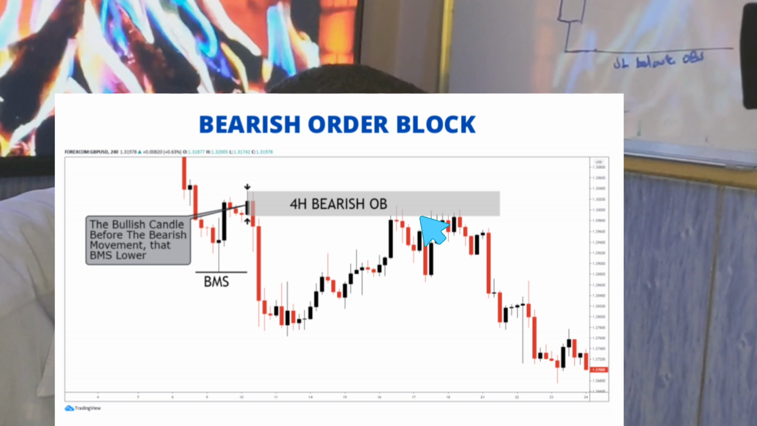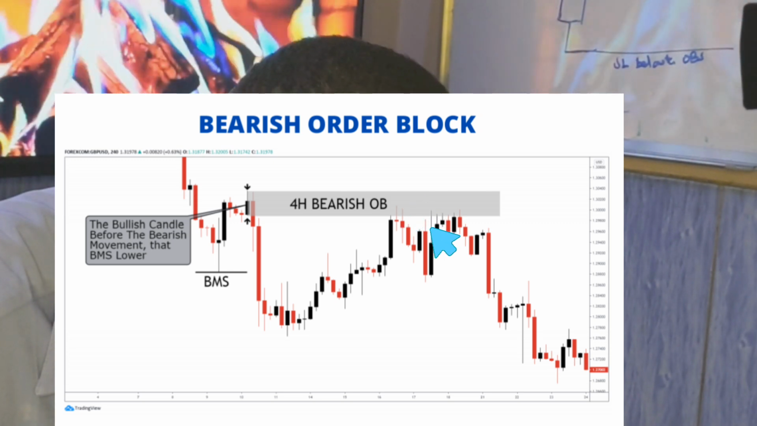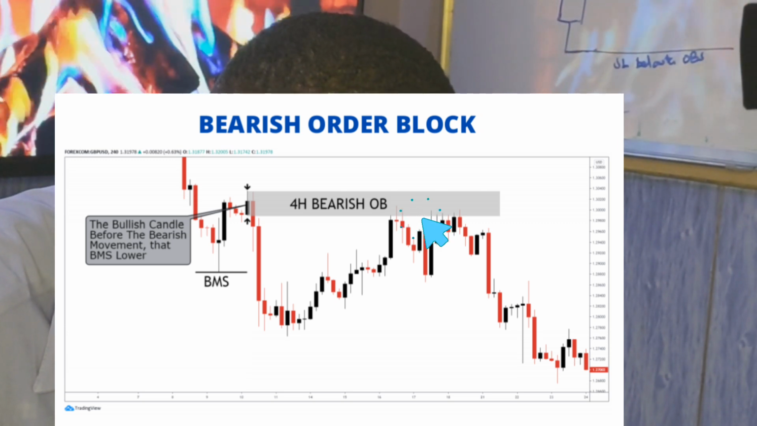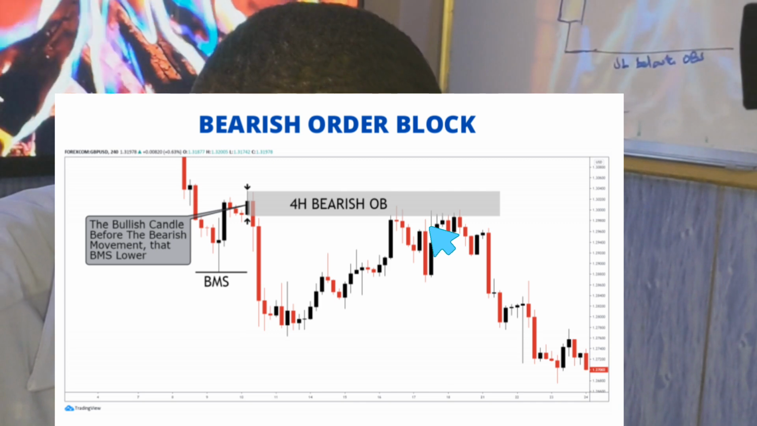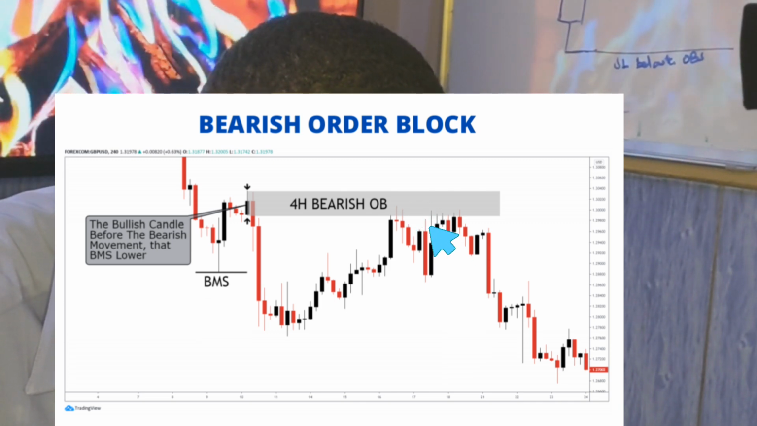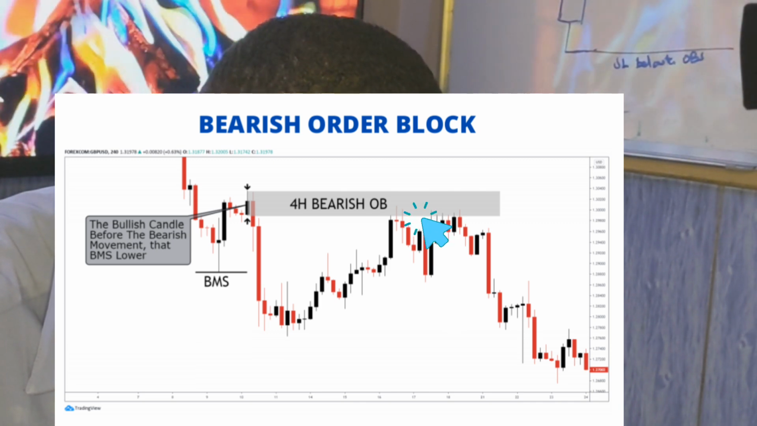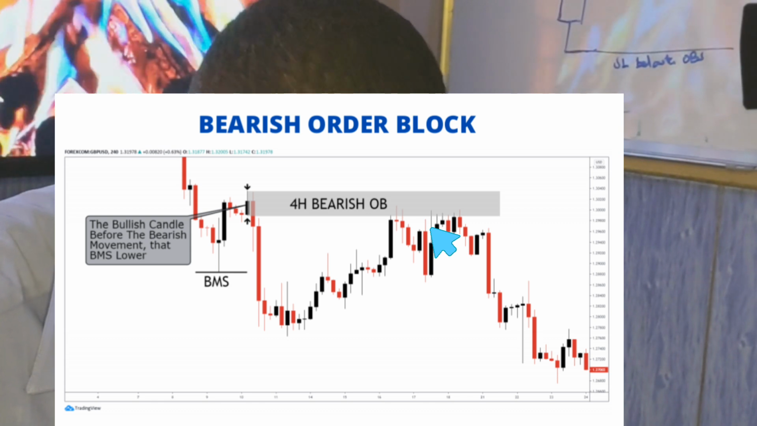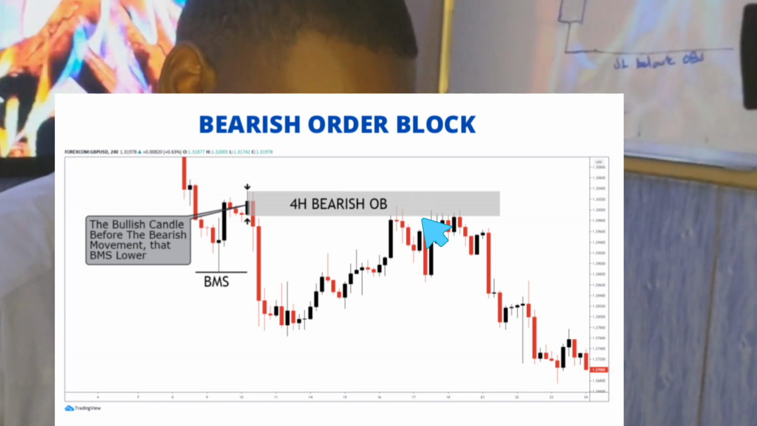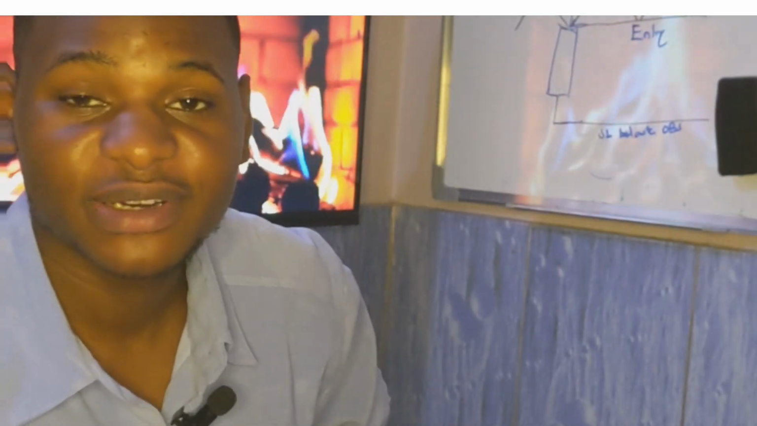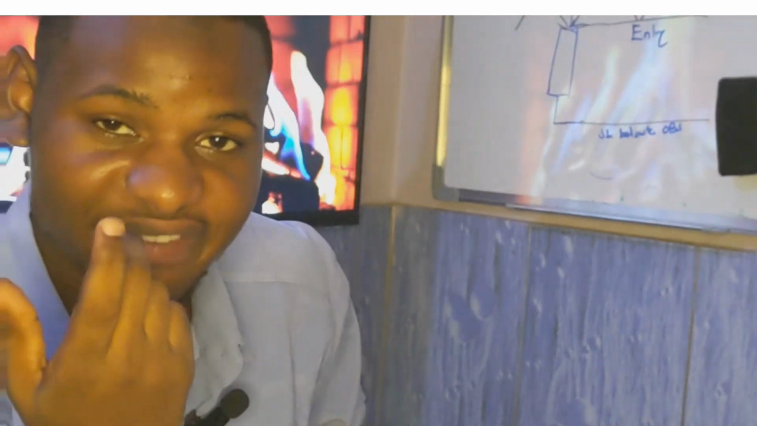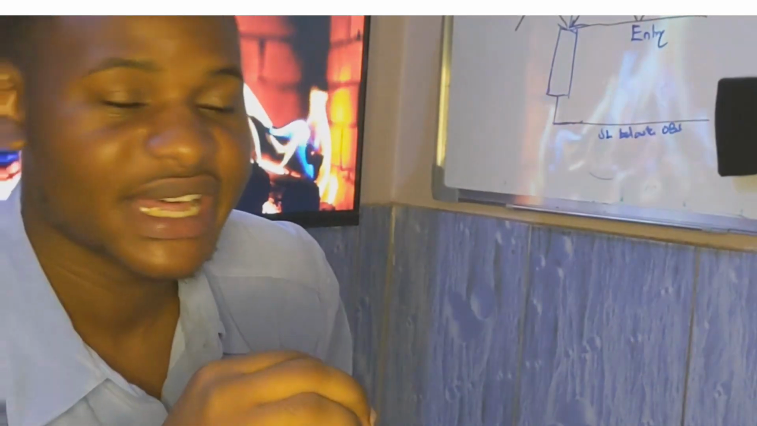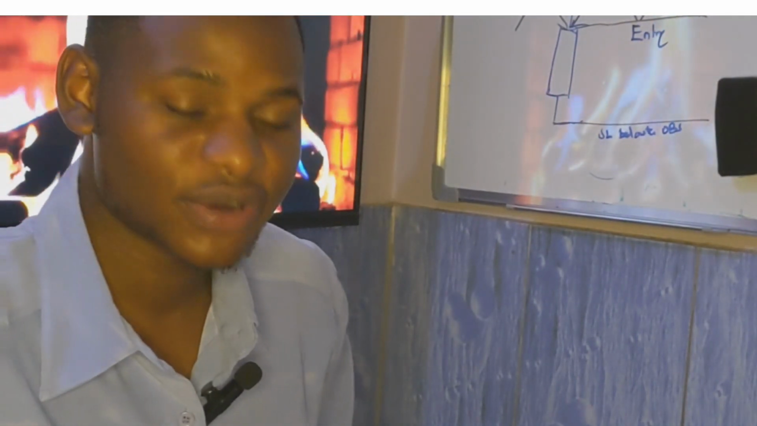This is the place where the market makers, big banks, place their orders. And where do we place our entry? We place our entry here, and our stop loss will be placed up there. Those are the two types of order block. Not every order block is a valid order block. We have two kinds of order block: the first one is a valid order block, and the second one is an invalid order block.